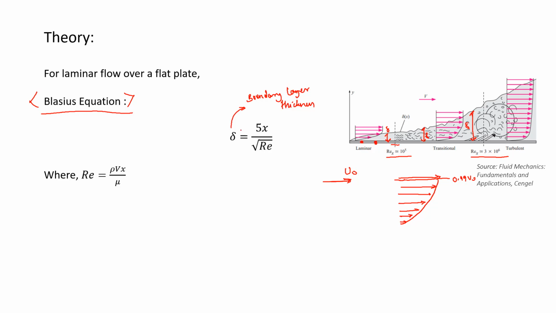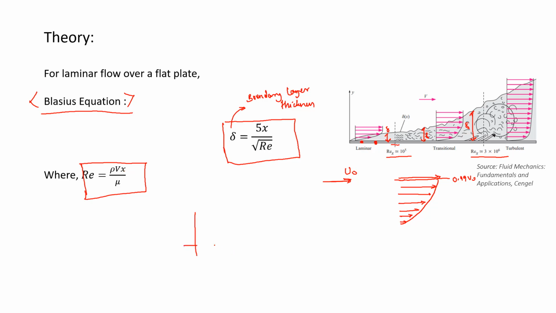And so this Blasius equation gives you an expression of boundary layer thickness based on the length at which you are and the Reynolds number. And here the Reynolds number is defined based on again the length of the plate, or the section of the plate in which you are.